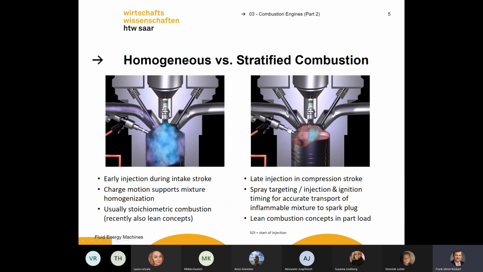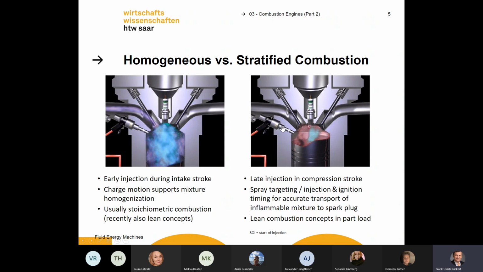On the other side, you can have so-called stratified combustion, and this is really late combustion. It is also a direct injection, so it's not injected in the manifold, but the injection will take place at a really late moment when the compression is already really high.